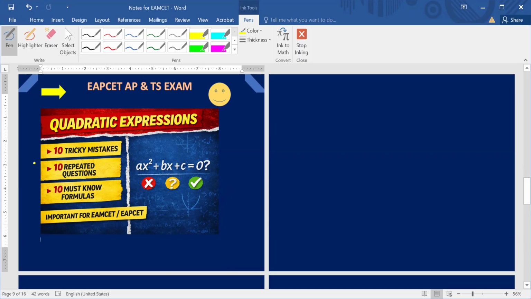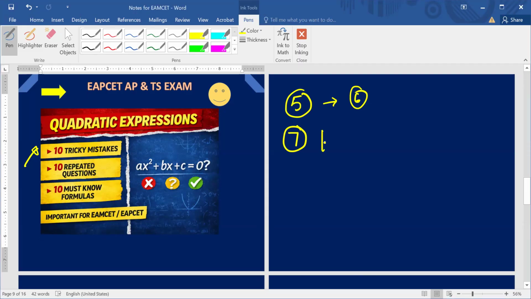We are trying to look at the first 10 tricky mistakes. I said I will give you 5. I've given actually 6. Okay, so let us proceed further. I want to actually add the 7th mistake we often tend to do.